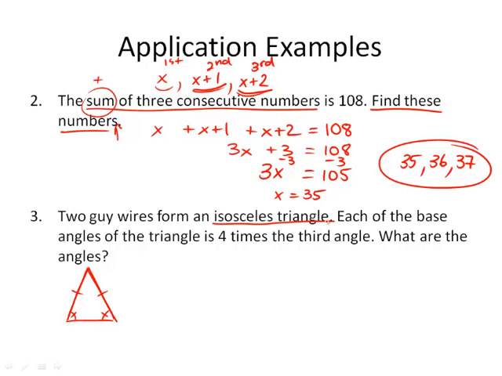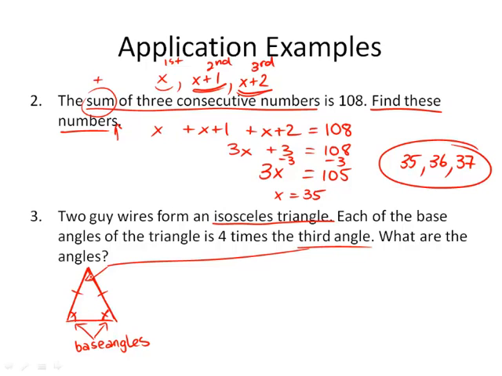Okay, first sentence has been digested. Each of the base angles, which are these bottom ones, of the triangle is 4 times the third angle. The third angle is here. So these are the base angles, and this is our third angle. What are the angles? So they want all 3 of the angles.